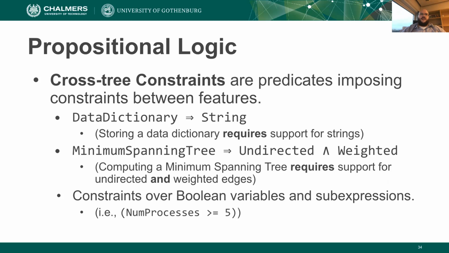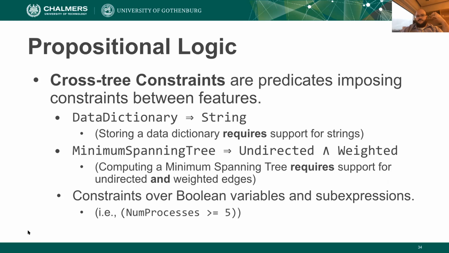But we can impose different predicates on constraints between features located in different parts of the hierarchy, whereas the graphical structures are more about parents and their direct children. Here we can impose generic constraints between different parts of the hierarchy. So for example, we might have an embedded data management system where we store a data dictionary, which requires supporting the string data type to store the attribute names. So if we enable the feature data dictionary, we must enable the feature string. In a graph structure, the minimum spanning tree algorithm requires undirected graphs with weighted edges. So if we enable this feature, we must have these two other features.